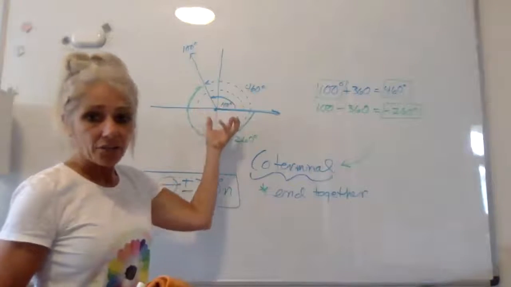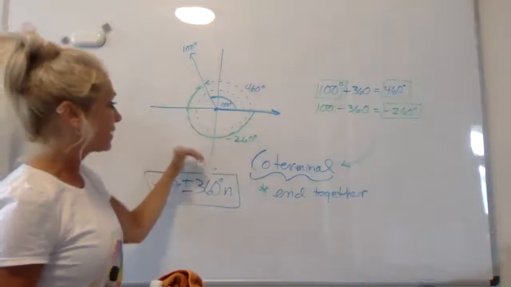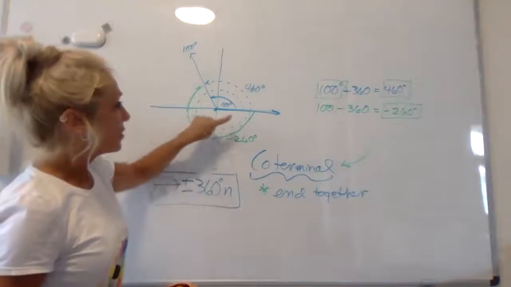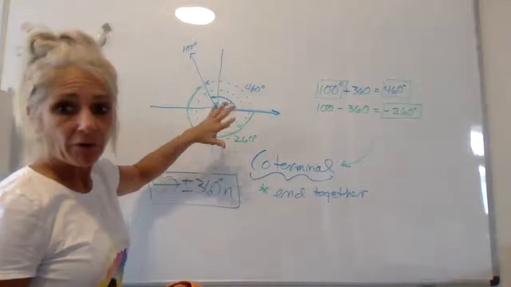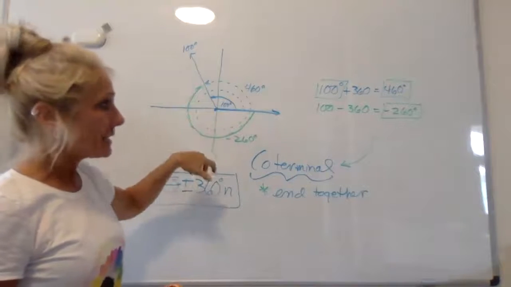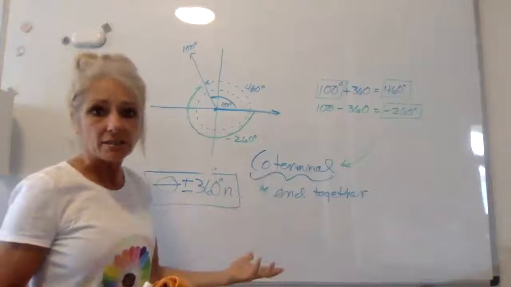If you look at the worksheet, it's going to ask you to draw an angle, and you have to draw it accurately based on these 90s, 180s, and 270s. You have to have the spirals in there, however far that goes. And then it's going to ask you for a positive and a negative.